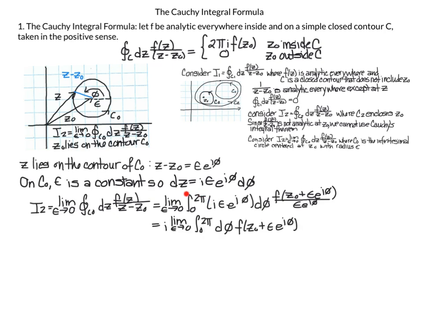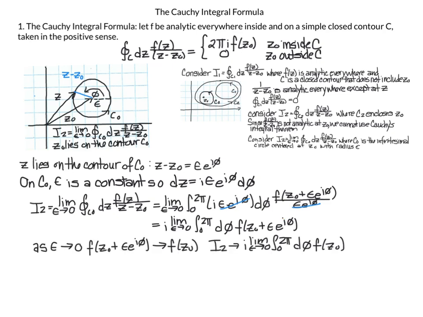We can pull out an i since it's constant. What else? This here is going to cancel with this here. So we're going to be left with our i times the limit as epsilon approaches 0 of the integral from 0 to 2 pi, d phi f of z naught plus epsilon e to the i phi. And then one other simplification, as epsilon approaches 0, this z naught plus epsilon e to the i phi term also tends to go away.